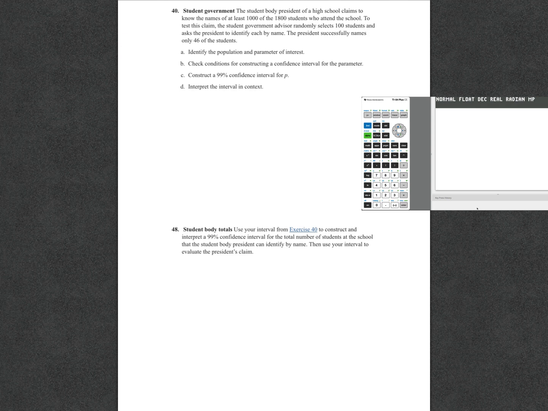So, in part A, we identify the population parameters. Part B, we check conditions. All the conditions were met. You can check the answer key for that. So for part C, we want to figure out our critical value.